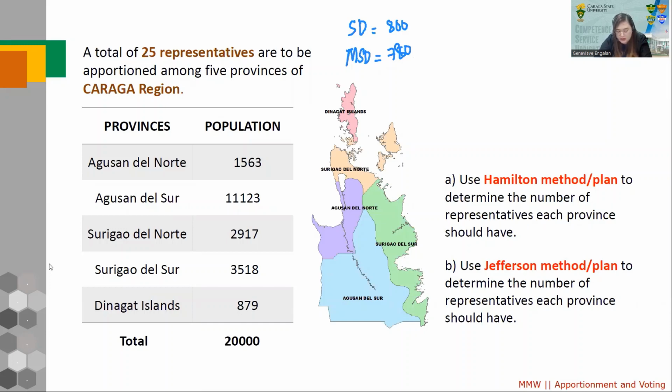1563 divided by 780. 2.00, ma'am. Okay, so you have 2.00. Okay, 780 nindere. 2 point, pila? Okay, so ano na lang tutuluhon ka decimal place ay coordinate.